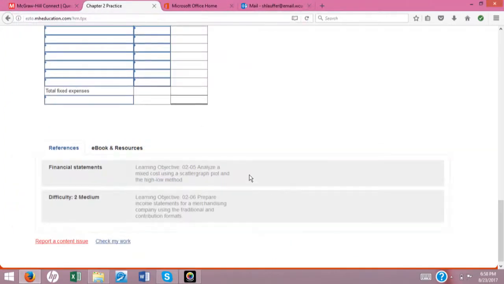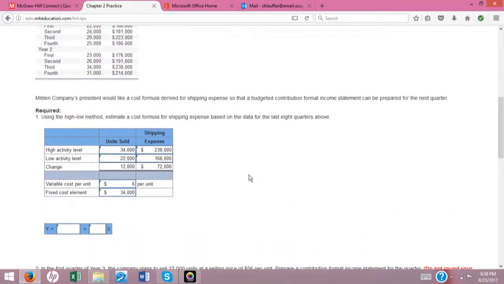So let me close that window, go back up here, and the next thing we're doing is showing our equation on calculating our total cost of fixed and variable. So our total cost is our fixed cost of $34,000, and I got that from here.